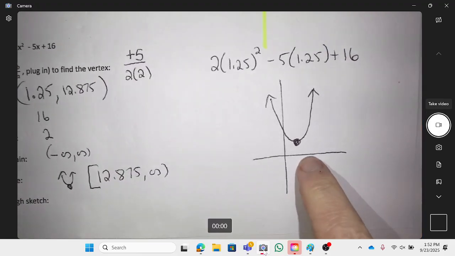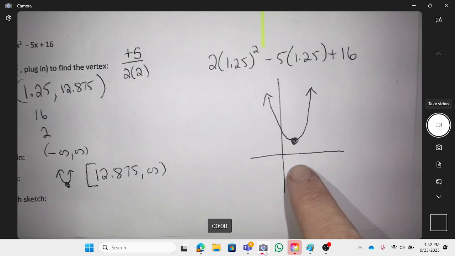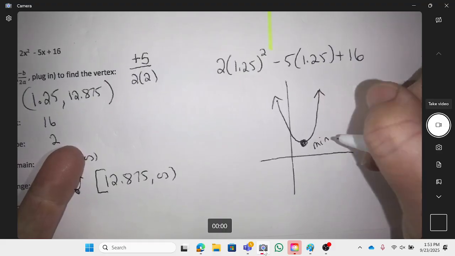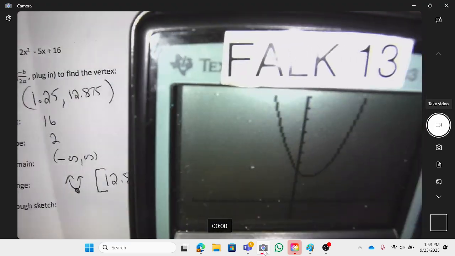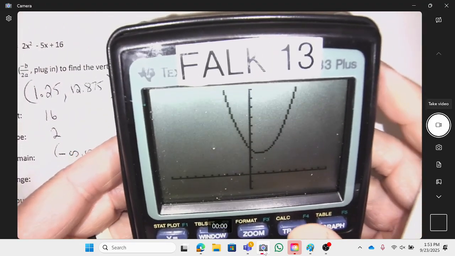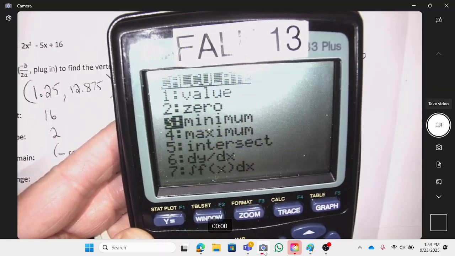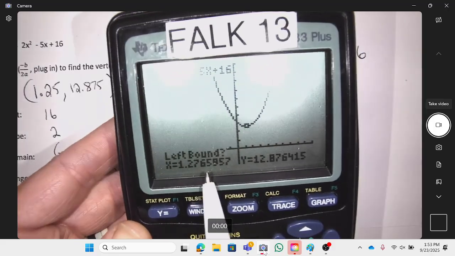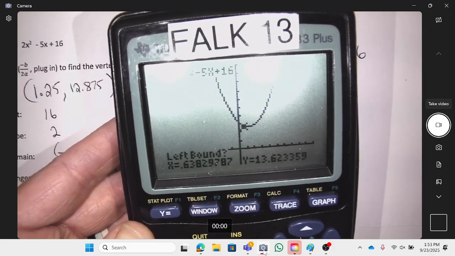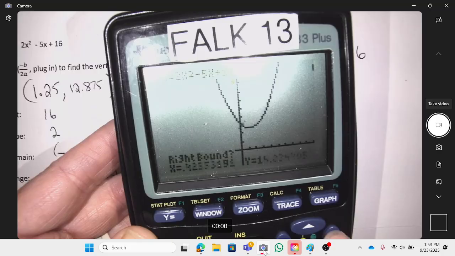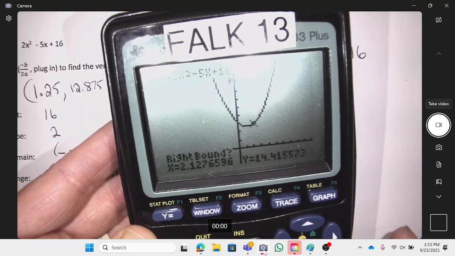Okay, here's the vertex. Can you tell me the special name of this one? The bottom. Minimum. Okay, here we go. My calculator will do everything we just did. I'm going to calculate. What did I tell you? It's called minimum. Here's what my calculator tells me. Move to the left of that. Okay, good. I'm left. Enter. Move to the right of it. Enter.